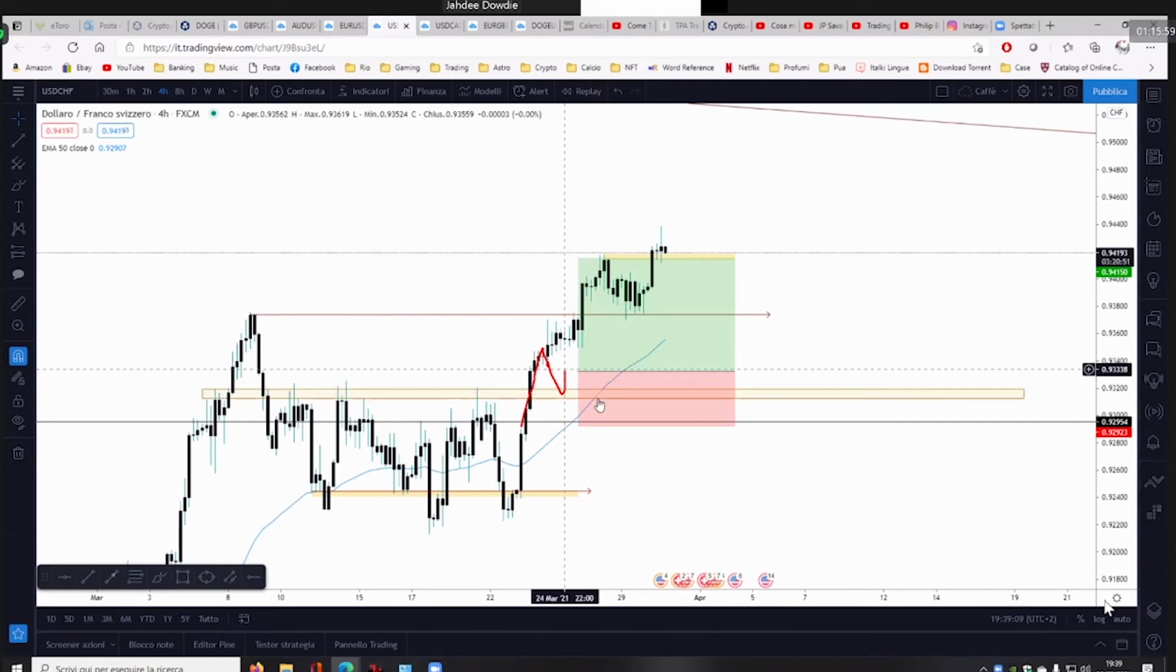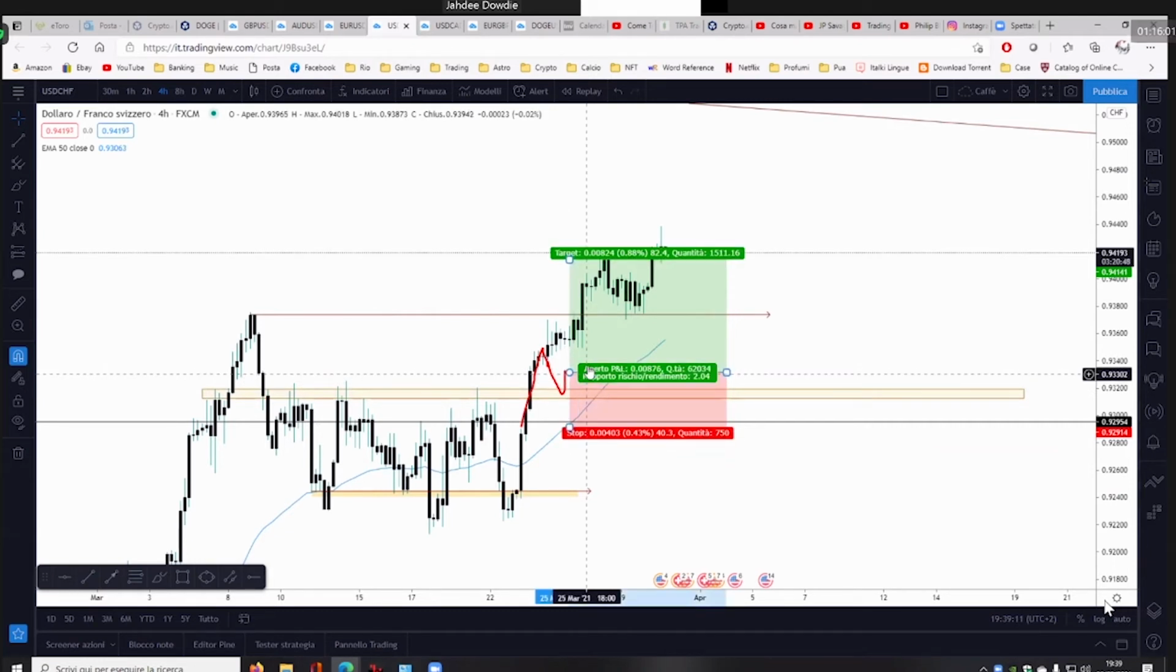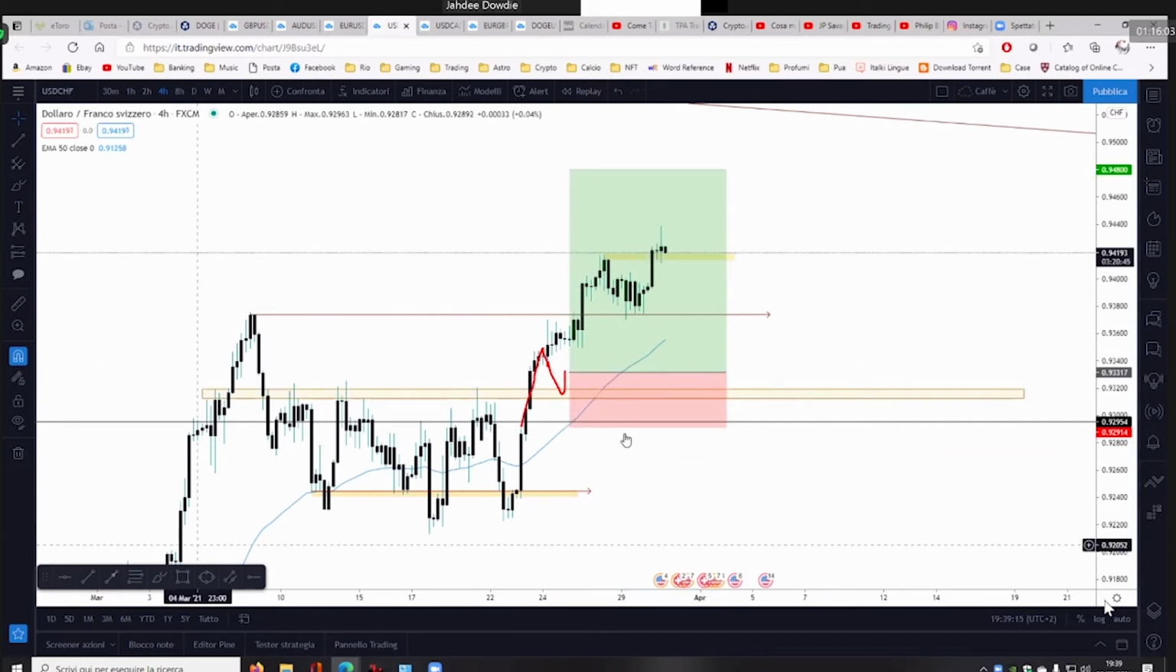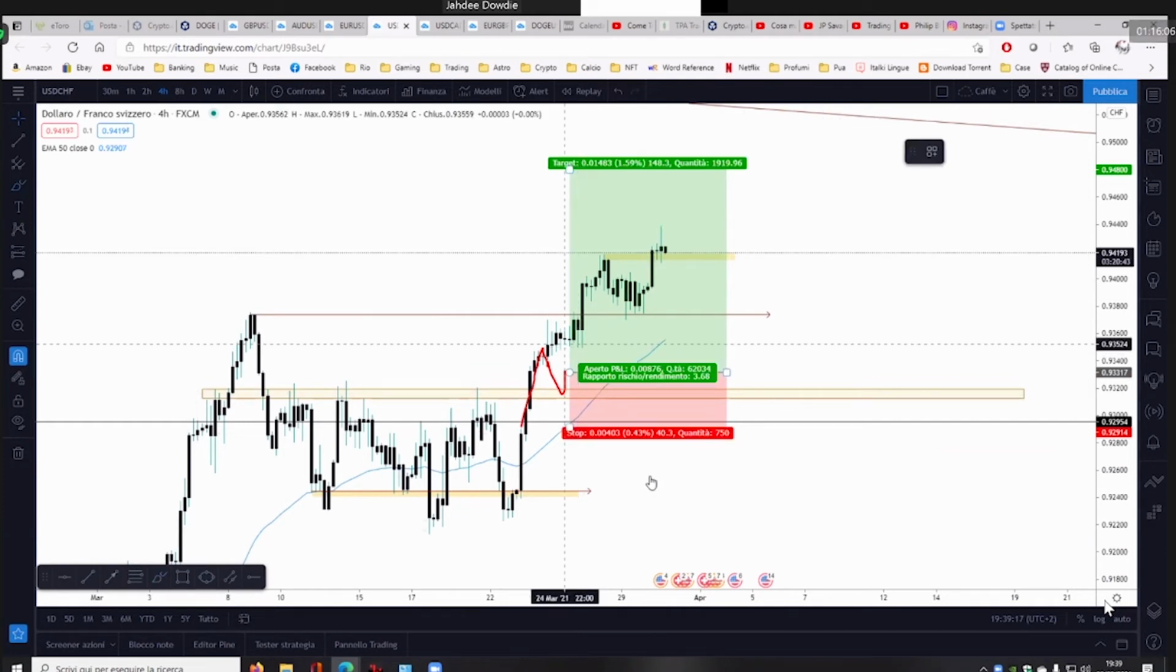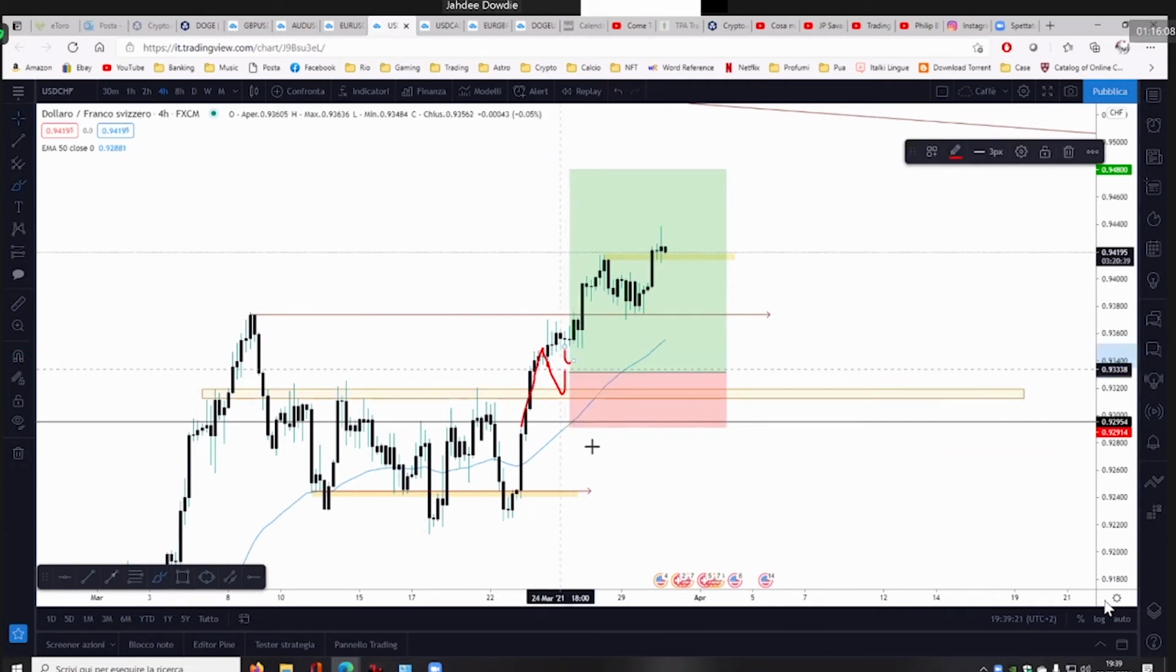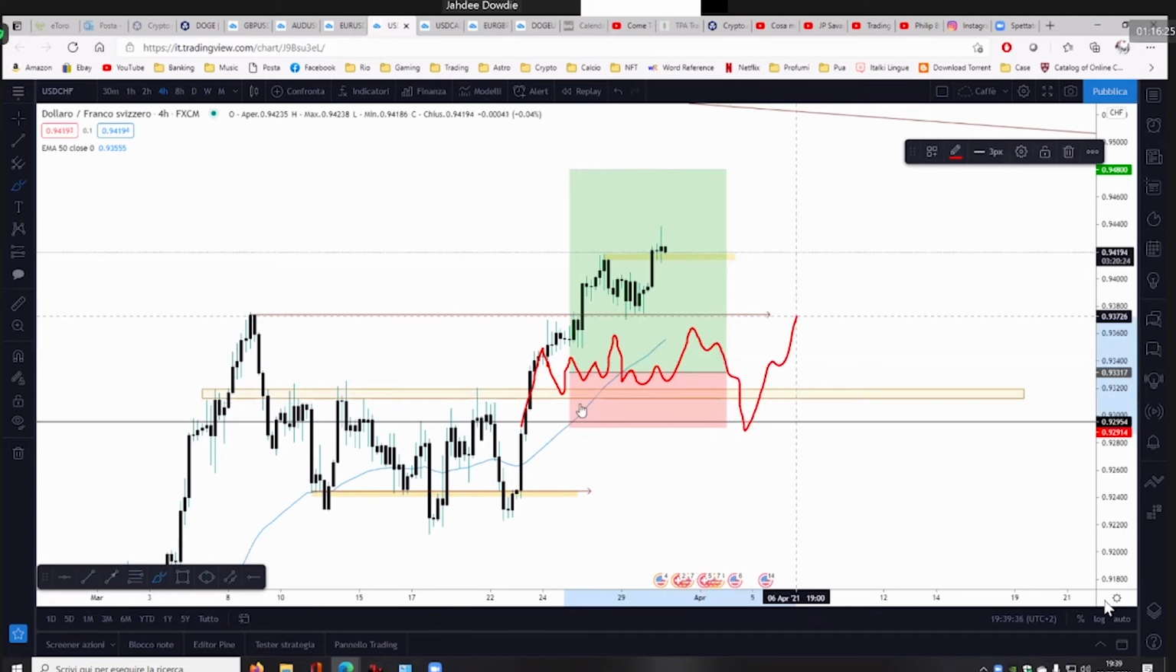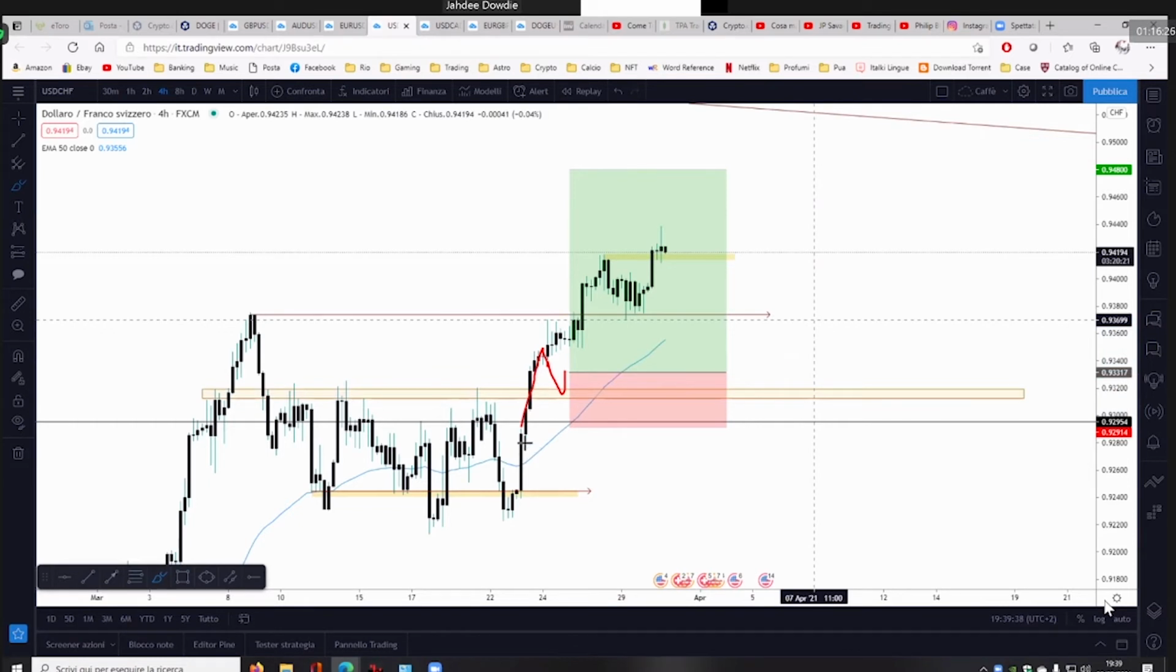What happens many times is this. The price starts to do this, and it becomes sideways. Realistically, what happens is that sometimes there is no momentum. That happens sometimes.